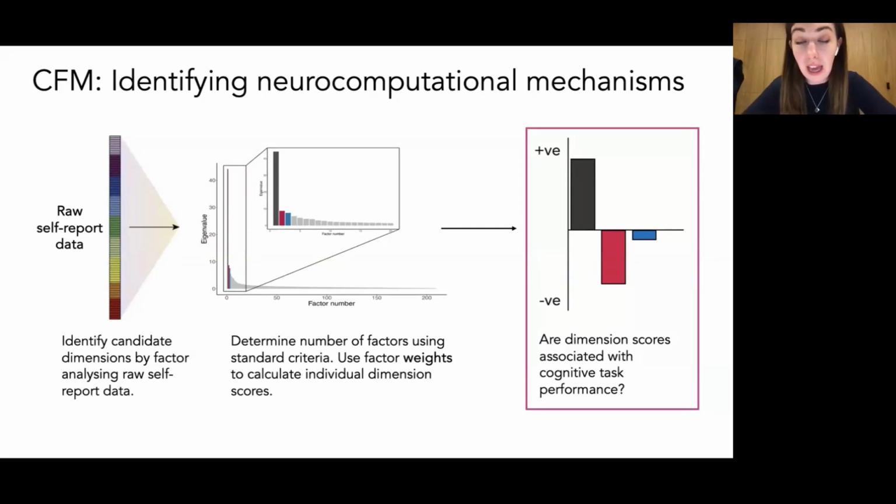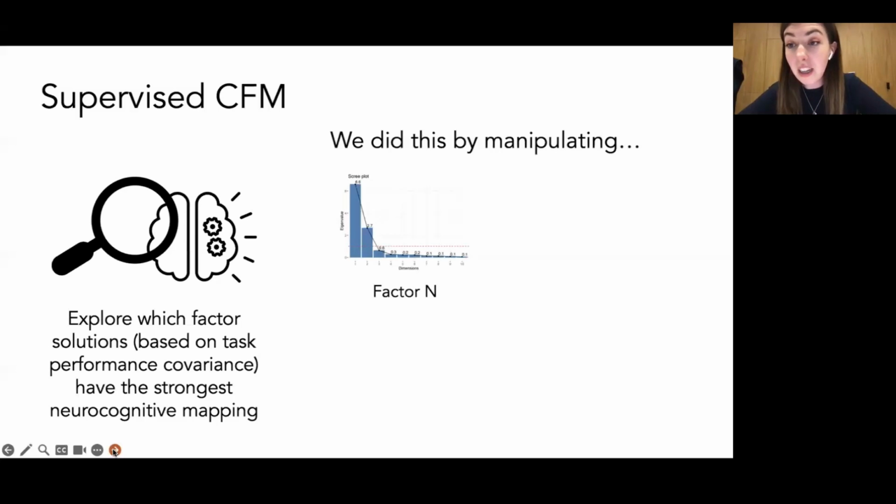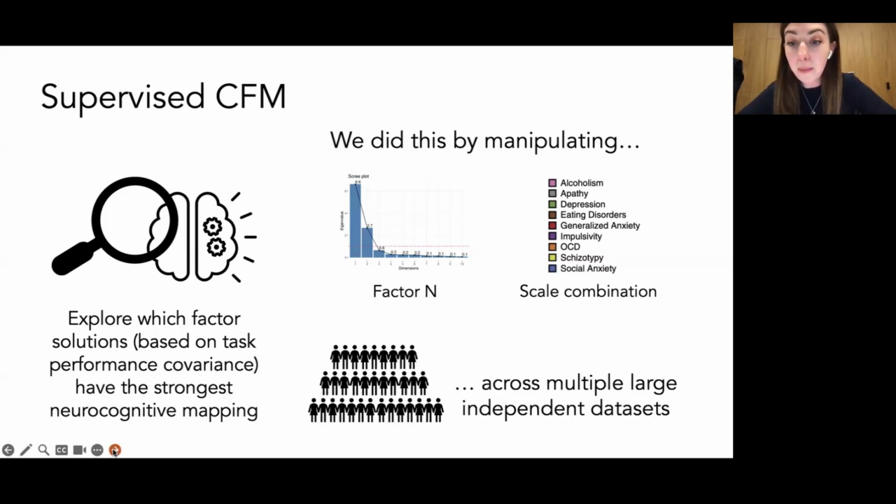So what I've been trying to do is extend computational factor modeling and do it in a much more data-driven way. We've coined the term supervised computational modeling, but the goal here is to explore which factor solutions, based on task performance covariance rather than item-level response covariance, have the strongest neurocognitive mappings. We do this by manipulating the factor number. So again, not just going off our scree plot, but looking at every possible factor structure, and also looking at every possible combination of the scales we're putting in, and not just in a single sample, but across lots of large independent data sets.